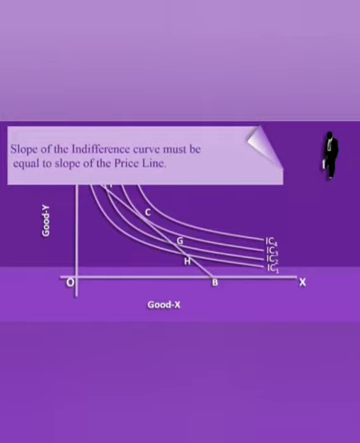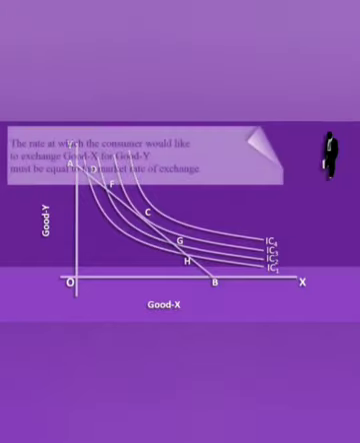Again, the slope of the indifference curve is equal to the rate at which the consumer would like to exchange good X for good Y, and the slope of the price line is equal to the market rate of exchange. The rate at which the consumer would like to exchange good X for good Y must be equal to the market rate of exchange.